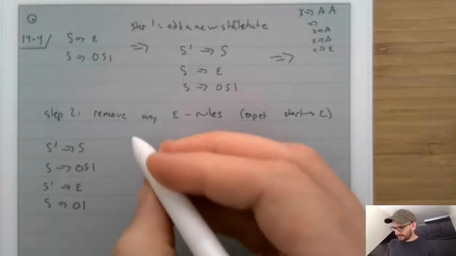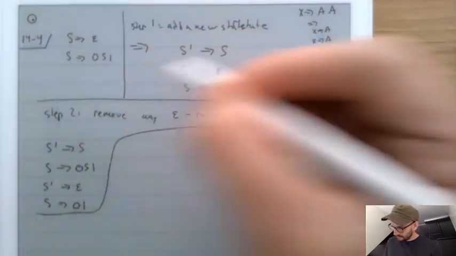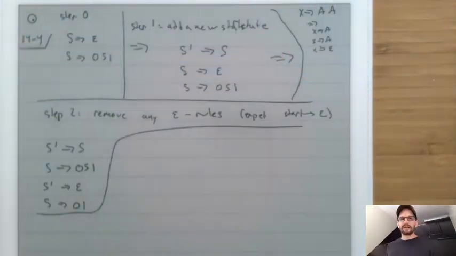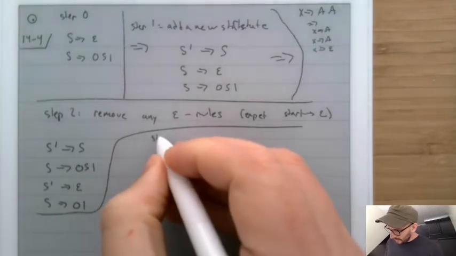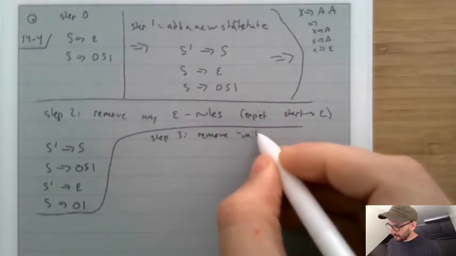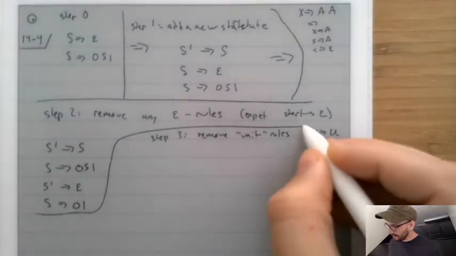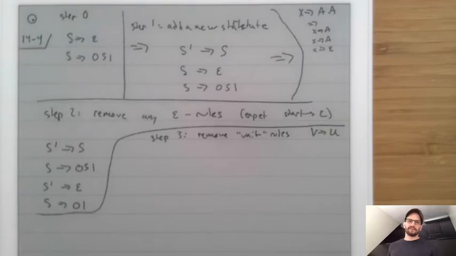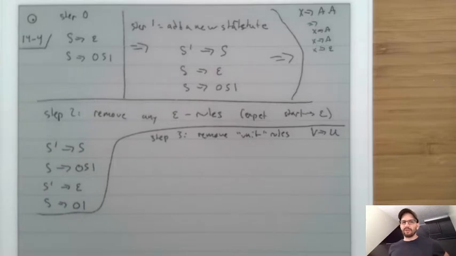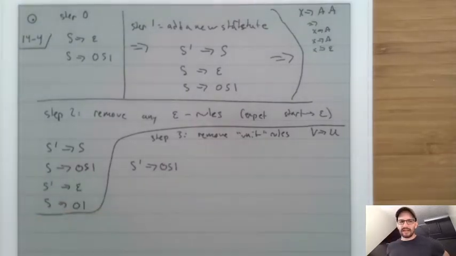Now the next thing that we do, step 3. Okay, so step 0 is our original machine, step 1 is we add a new start state. Step 3 is we remove what are called unit rules, which is when we have one variable going to another variable. And the way that we remove them is we just copy all the right-hand sides. So in this case, S prime going to S is an example of a unit rule. So we add S prime goes to 0 S 1, because that's one of the things that S could be.